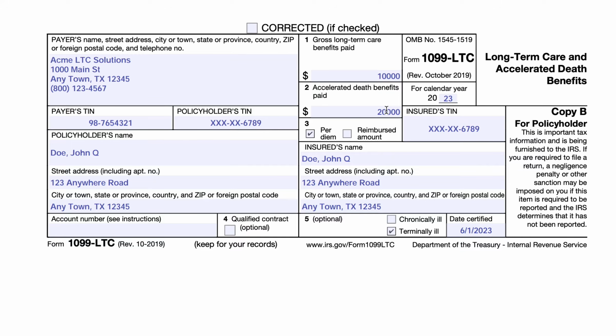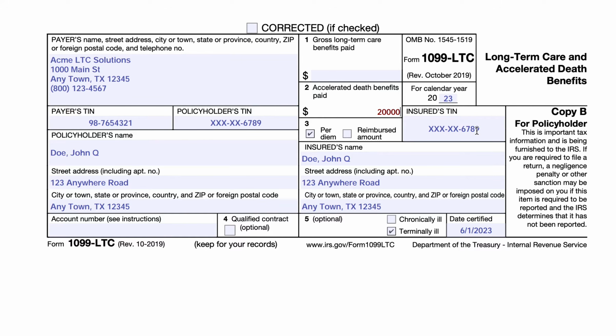So I put these here for illustrative purposes. In this case, this would indicate that John Doe received $10,000 of gross long-term care benefits paid. Usually that would be without this because it does not include accelerated death benefits paid under a life insurance policy. So it should be one or the other. It probably is not going to be both, but I put that there for illustrative purposes just so that you could see that. So underneath this section, you'll see the insured's taxpayer ID number.